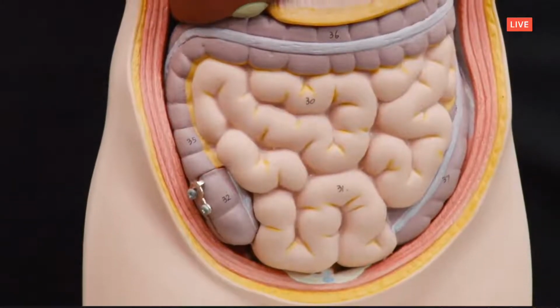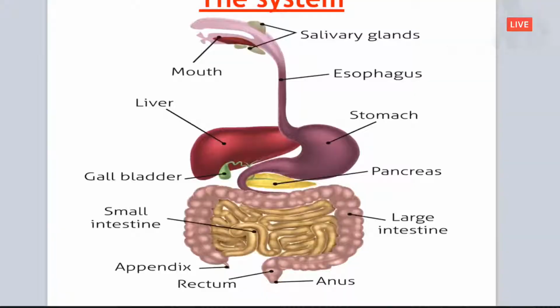Now, I'm going to show you this system on your screen. You have the salivary glands, the esophagus, the mouth, the liver, the stomach, the gallbladder, the pancreas, large intestines, small intestines, the appendix, rectum, and the anus. We're going to take each one by itself, and look closely to see exactly their functions. Let's move on.